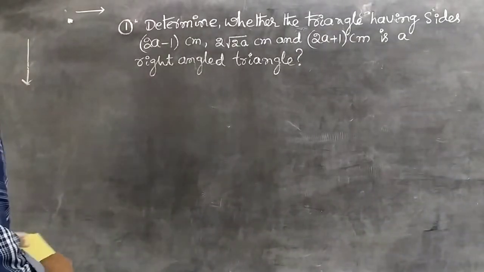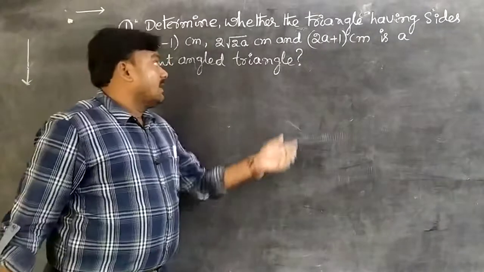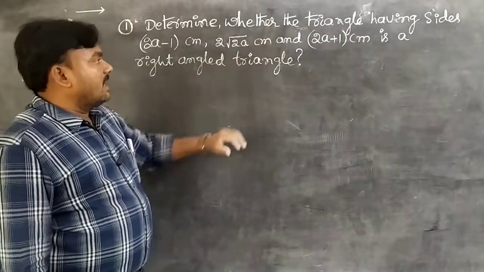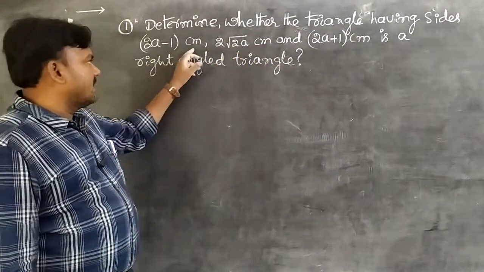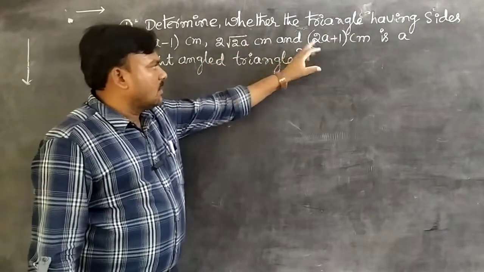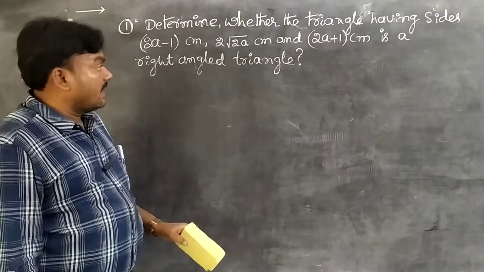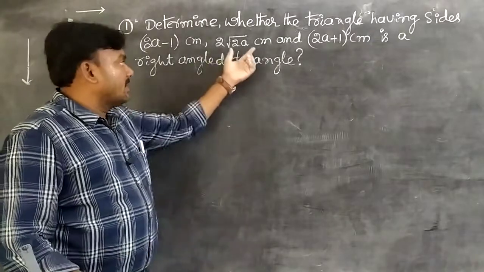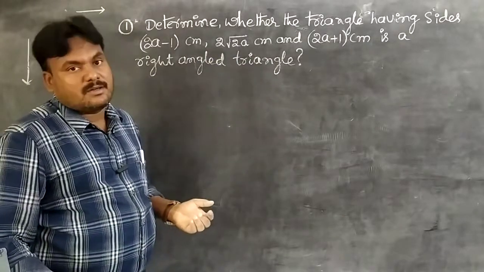Right. One related problem, students, observe here. Determine whether the triangle having sides 2a minus 1 centimeter, 2 into square root of 2a centimeter and 2a plus 1 centimeter is a right angle triangle. That means we check whether the given measurements are right angle triangle measurements or not.